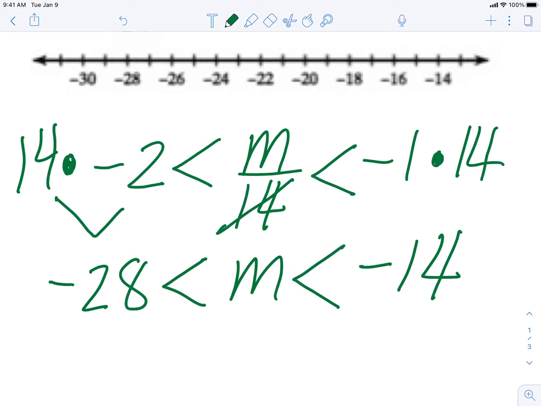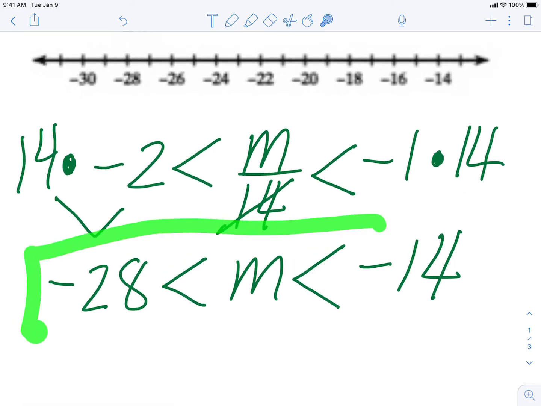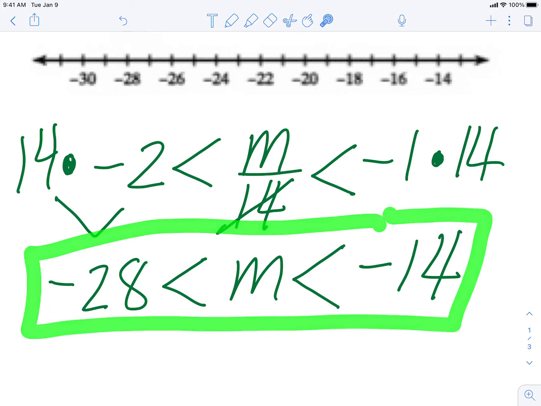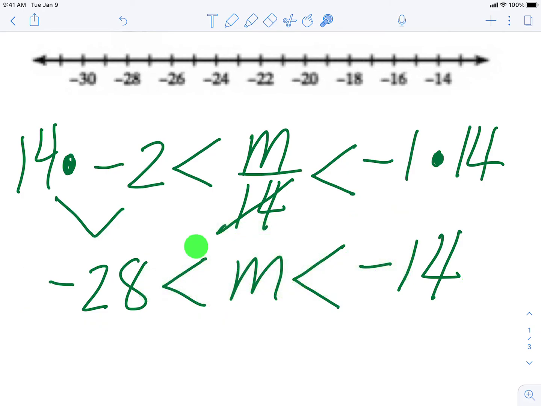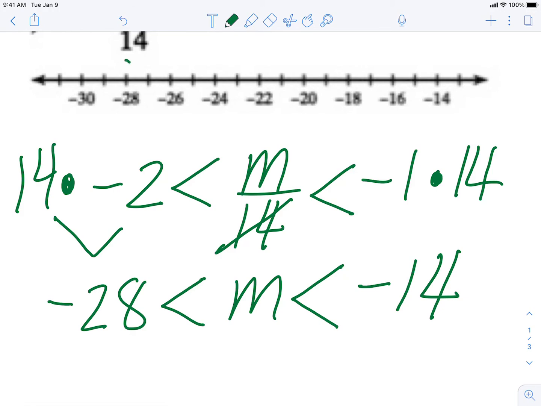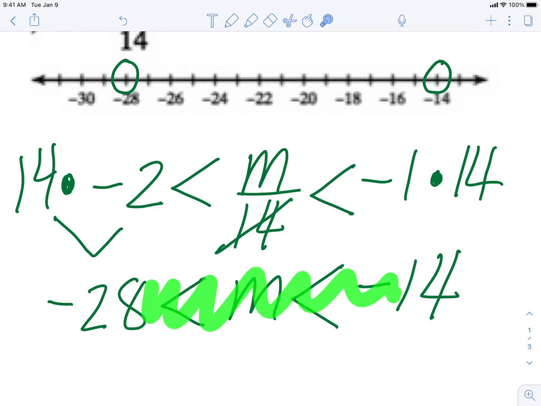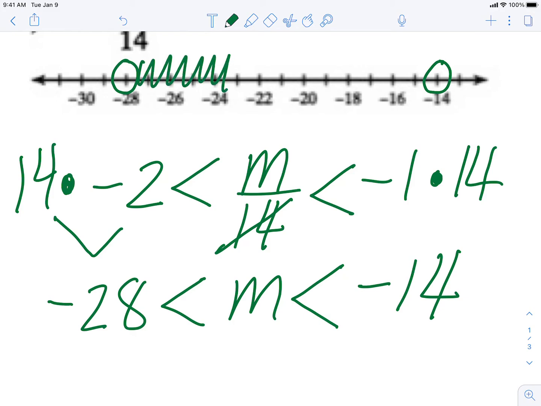Now what's great about this, guys, is look, m is in the middle. That means you're going to shade everything between -28 and -14. And they're both going to be open circle, look, because there's no equal and there's no equal. So open circle on -28, which is right there. Open circle on -14, which is right there. And just like this, everything's in the middle. We're going to graph everything in the middle. Look at that. Perfect.